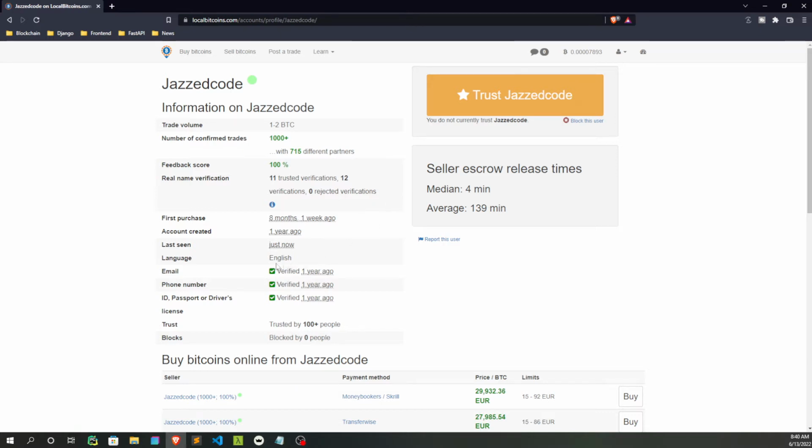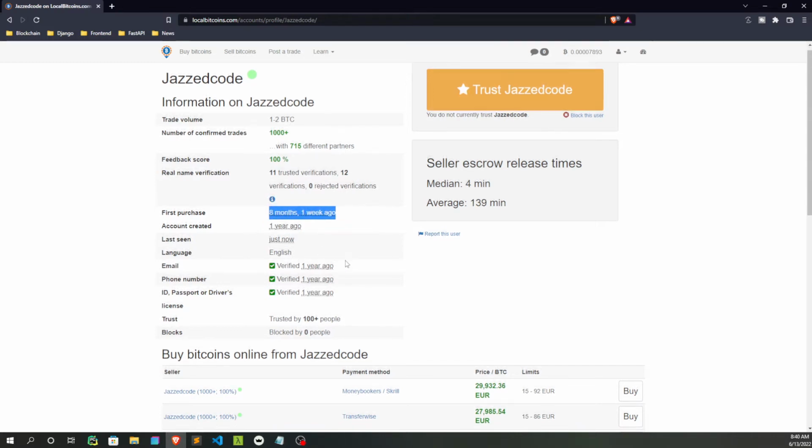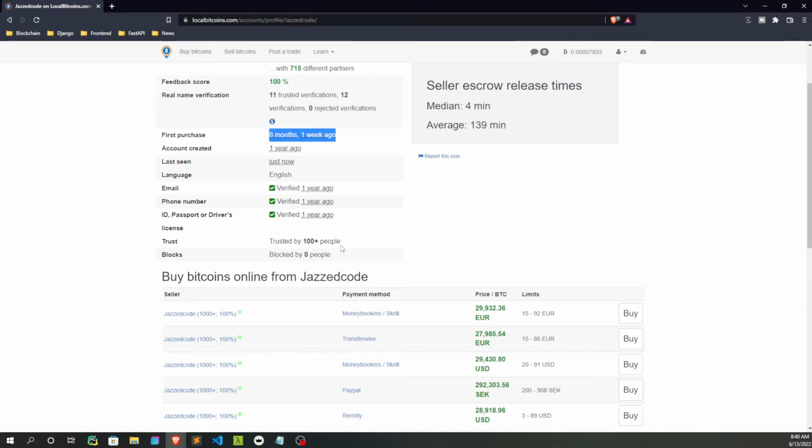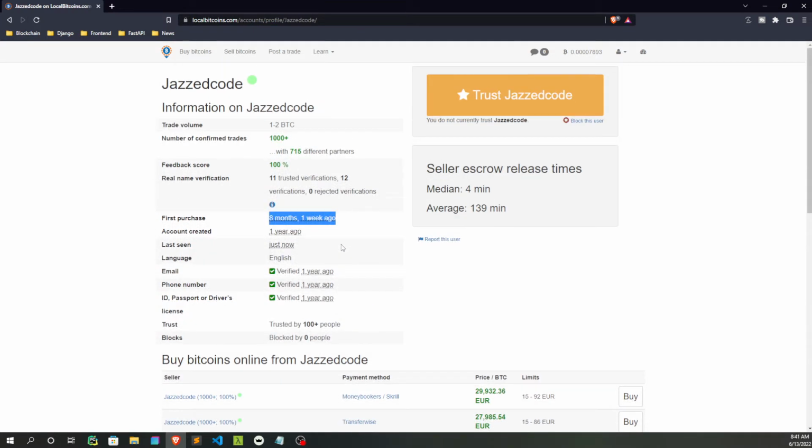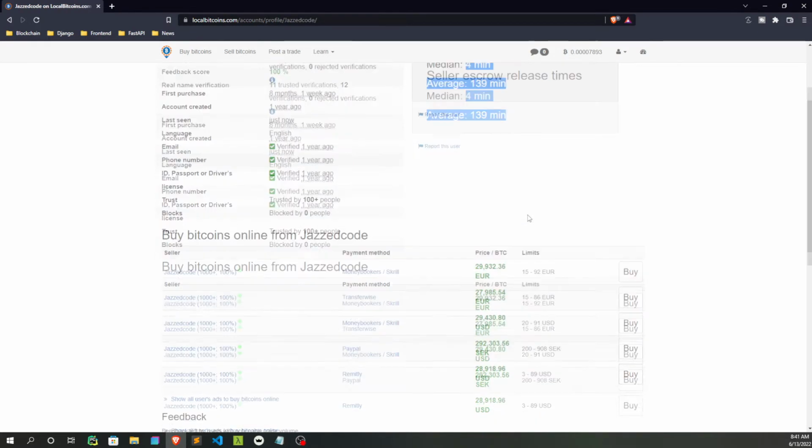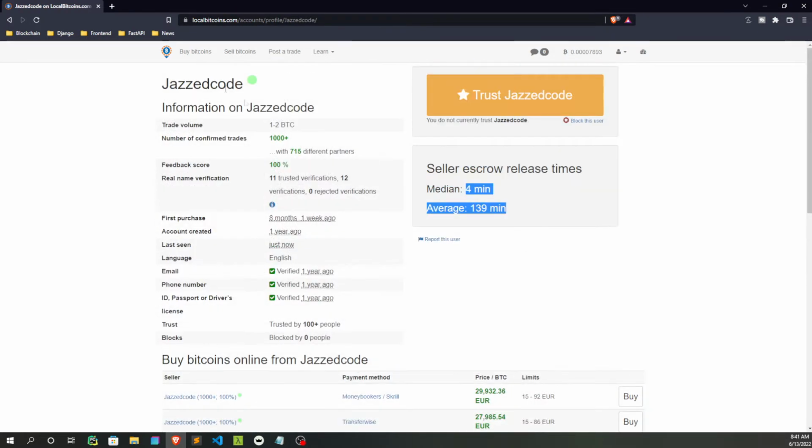As you can see, the user is available right now. The user has been here for more than a year. They have purchased Bitcoin and traded over 8 months ago. They are trusted by over 100 people. They have a trade volume of over 1 to 2 Bitcoin, and these are the times they take to release. So we are going to proceed with this user.